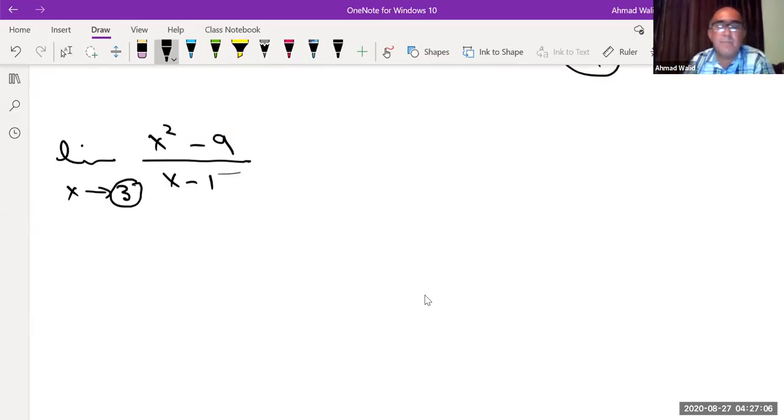Remember the day that I explained rational functions for you, I told you that rational functions have a restriction. There is a number that, if you put it in the denominator, becomes undefined or zero. That's your restriction. First, find your restriction. What is your restriction here? x minus 1 equals 0. It means x equals 1.